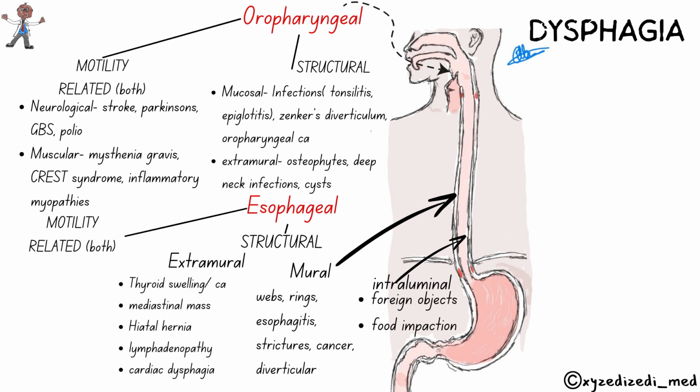Esophageal causes can be structural. So we can have extramural, mural, and intramural. Extramural: thyroid swelling or CA, mediastinal mass, hiatal hernia, lymphadenopathy, cardiac dysphagia. Mural causes: webs, rings, esophagitis, strictures, cancer, diverticula. Intraluminal: foreign objects, food impaction.